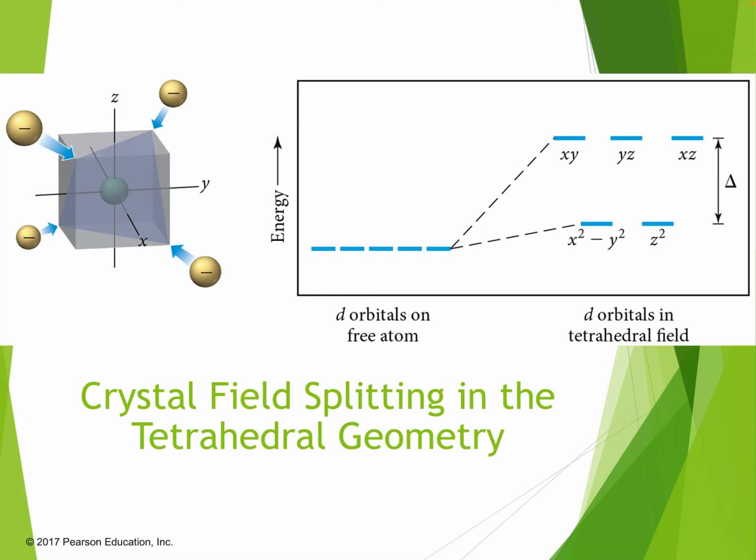So here's what it looks like. The d-orbitals on a free atom are all going to be degenerate. And then when they interact, they're going to split. Again, we're going to have 2 on the bottom now and 3 on the top. And the reason this happens is, again, because of how the ligand is interacting with the orbitals.